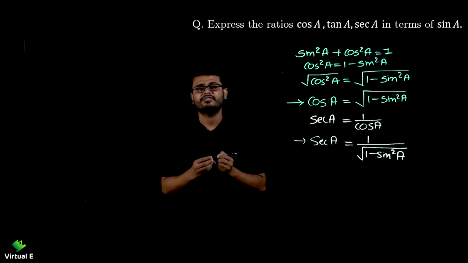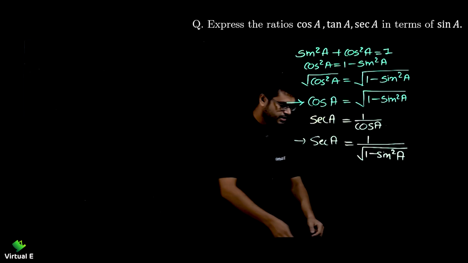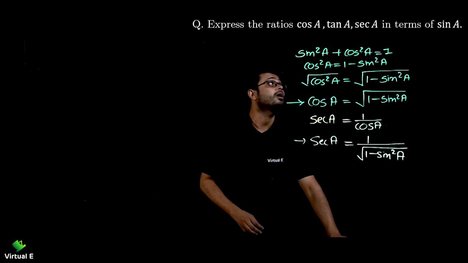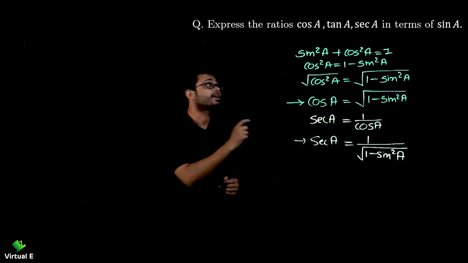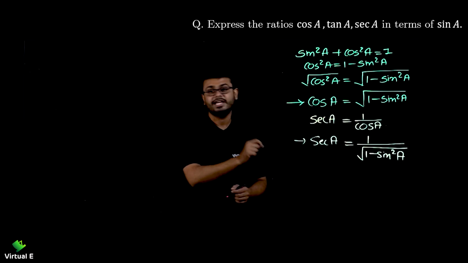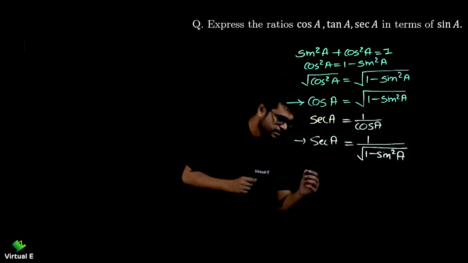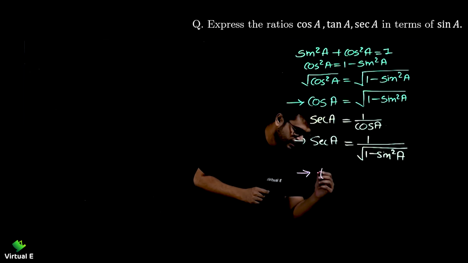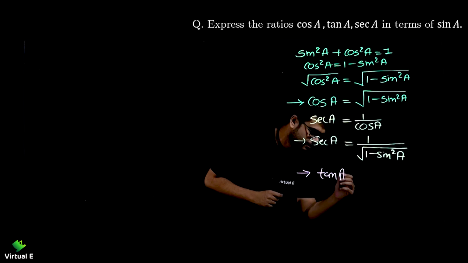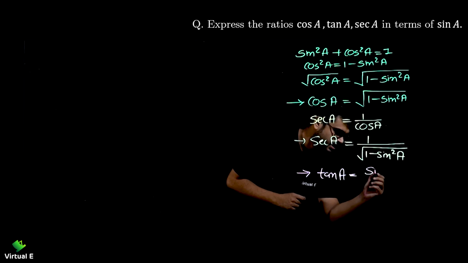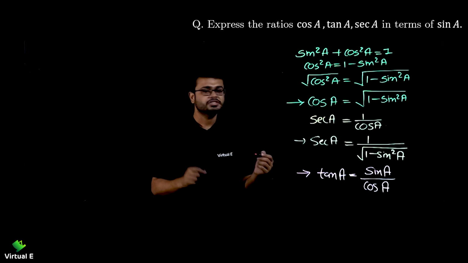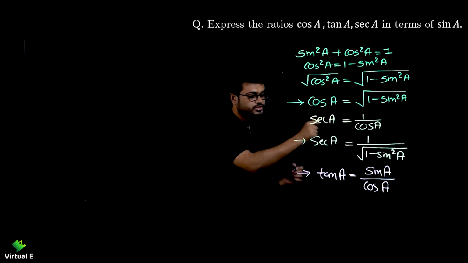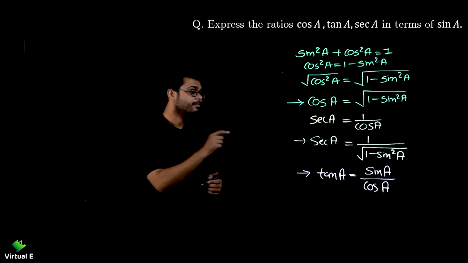Done? Now what's left? Which is tan A. So let's discuss tan A. How can we do tan A? Do we know the value of tan A in terms of sine and cos? Yes, we know that. So we can write tan A is equal to sine A over cos A. Now the numerator is already sorted out. It is in terms of sine only, but we only need to replace the cos.